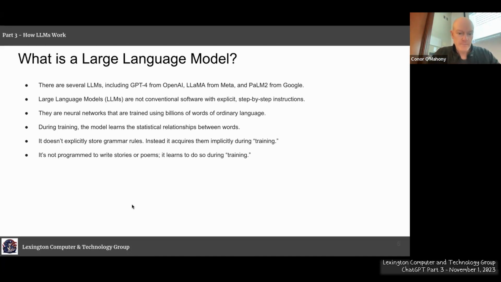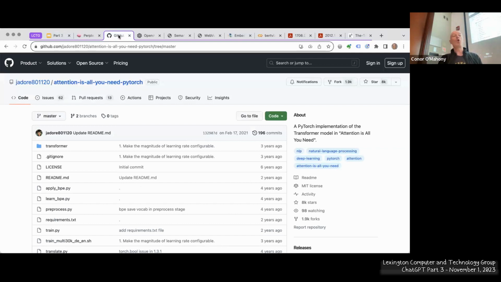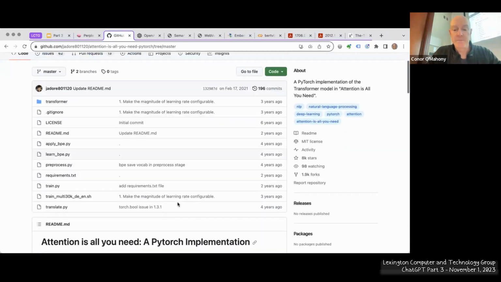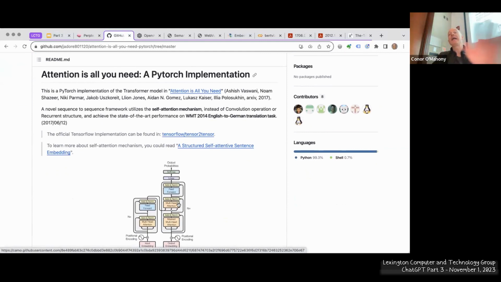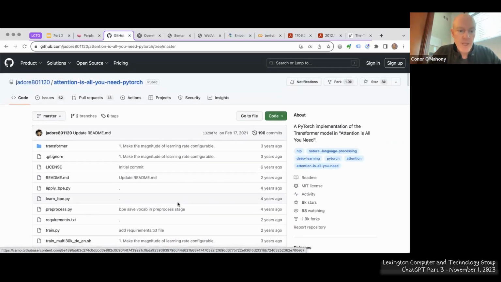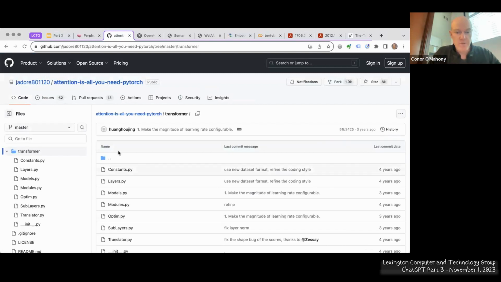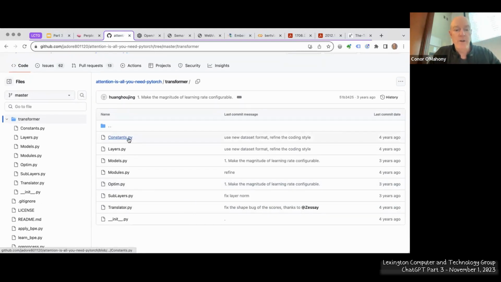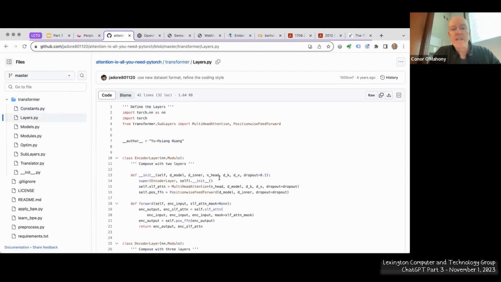So just to reinforce this, let me jump out again. I am going to go into the code repository for one of these systems. In this code repository, it's a Python implementation of what we're going to walk through during this session. If I go into the actual transformer, which we're going to walk through, here's the code to run this. Here are the constants. It's only a few constants here. Here's the code to implement the layers.